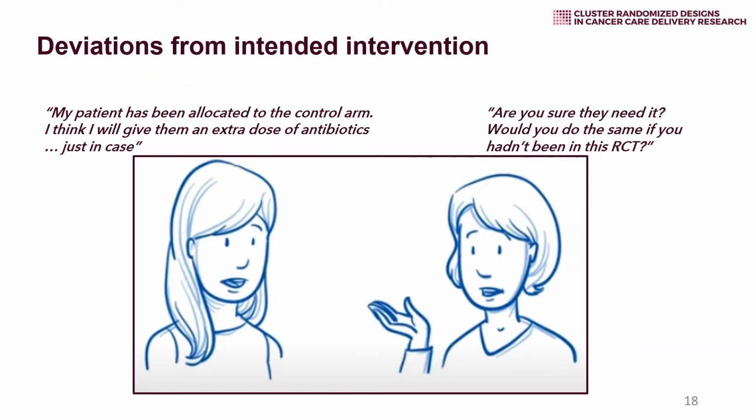So let's think through how deviations from the intended intervention can arise. So perhaps a patient has been allocated to the control arm. And then their doctor thinks, maybe I will give them an extra dose of antibiotics, just in case. Whereas actually, that patient probably would not have received the extra dose of antibiotics in usual care if they hadn't been part of a randomized trial.